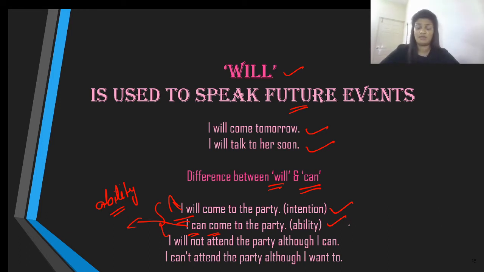Supposing I say I can come to the party, but then I will not. It means I can, I have nobody stopping me, no one asking me not to. I can very well come, but then I choose not to. So here, will speaks about your intention and can speaks about your ability. I will not attend the party, although I can. I can't attend the party, although I want to. When you say I can't, that means that you want to, but you've got some other work and you are held up and you cannot do it. So can speaks about your ability, will speaks about your intention. Remember the difference and use it appropriately.